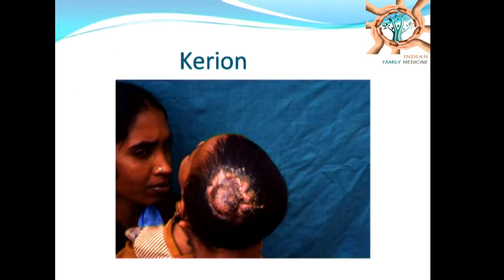This is a picture of kerion. Here you can see the boggy swelling and the crust and the absence of hair.